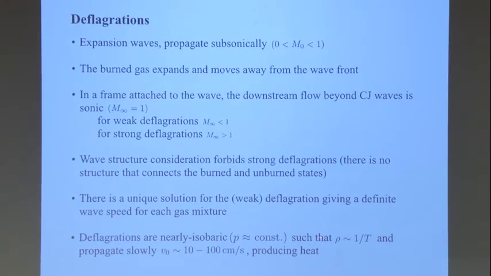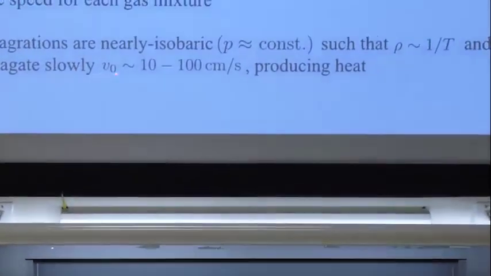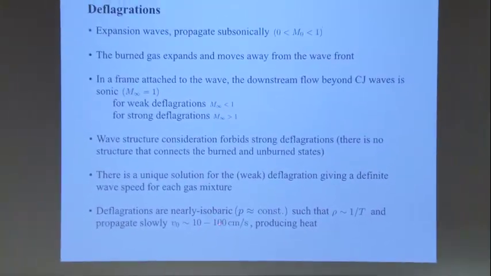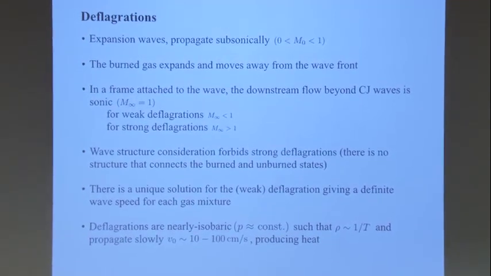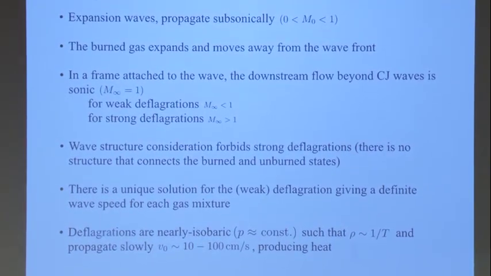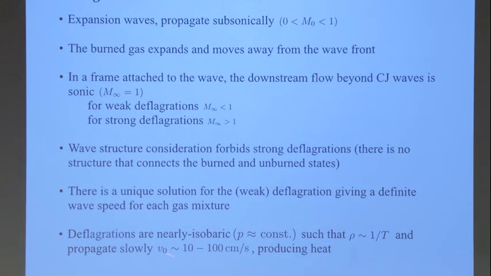And as a consequence, the density is approximately the inverse of the temperature. Okay, pressure doesn't change much. It can be treated as nearly constant. Typically, deflagrations or flames propagate at speeds of 10 to 100 centimeters per second. This is the typical speed of, let's say, hydrocarbon, or the higher one, it's probably hydrogen air. And the purpose of deflagration is to produce heat, and that's what is mentioned here.